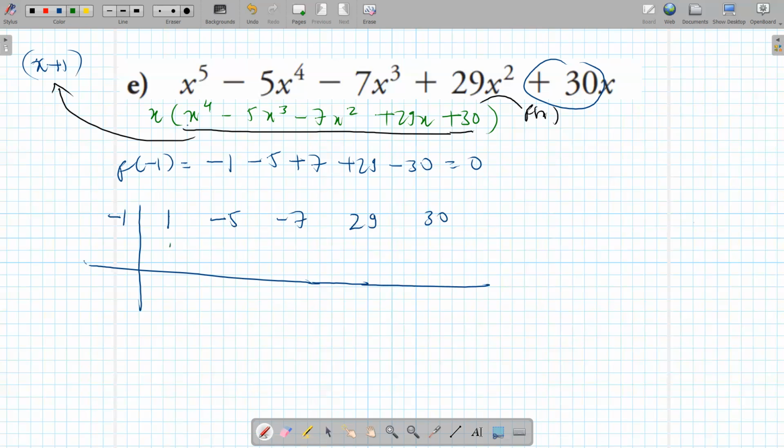Synthetic, the first number always drops. Tell me what goes here. -1. Yeah. And we add. What goes here? -6. Yes. What about here? Keep going. +6. -1, right? +1, 30. -30, 0. We know this was going to be 0 because we know that x plus 1 is a factor, right?